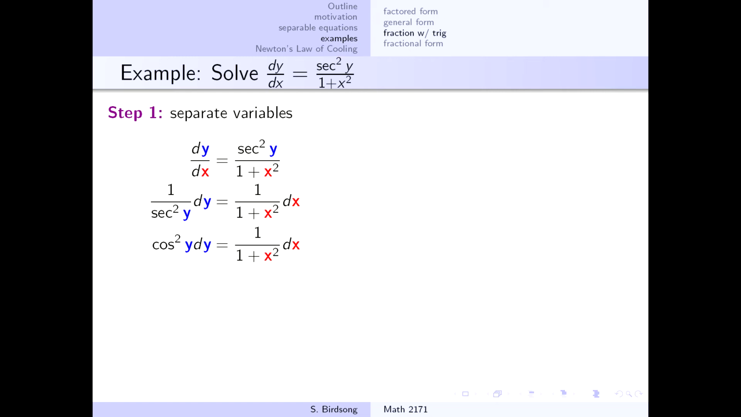Now we're ready to integrate, because all of our variables are on the side with all of their same variables. All the y's are on one side, and all the x's are on the other side. Please note, before you actually integrate, anytime you integrate, you always want to clean up your integral. If there's anything you need to multiply out or simplify, or with trig functions, maybe convert with a trig rule, you want to do that before you start integrating, so your life is easier, and so you can actually integrate it.